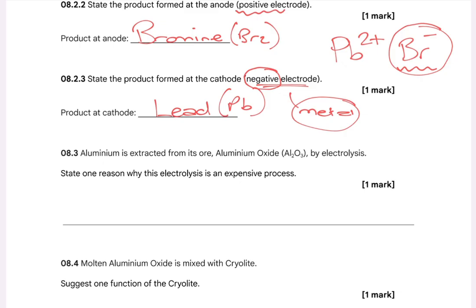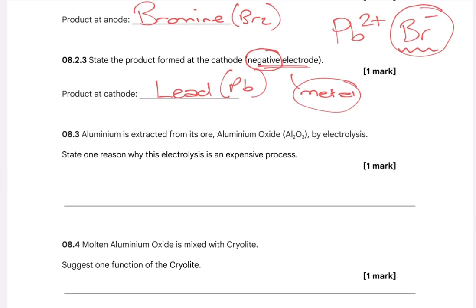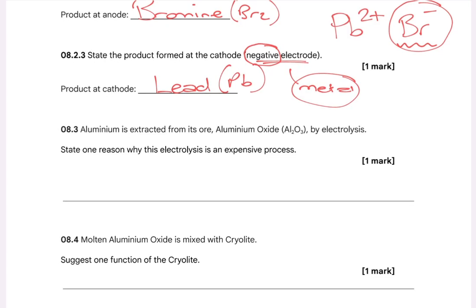Quite often electrolysis is used to generate the metal. Okay, so that's quite often the more important half that we're looking at in these questions. As it says in the next one, the metal aluminium is quite often obtained by electrolysis as well. But electricity and electrolysis is an expensive process.